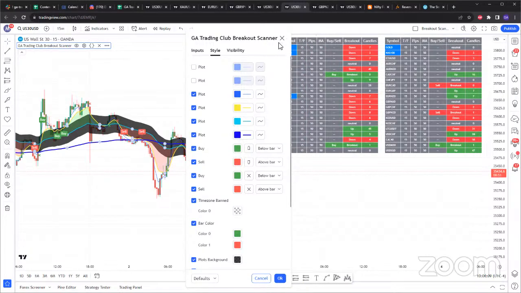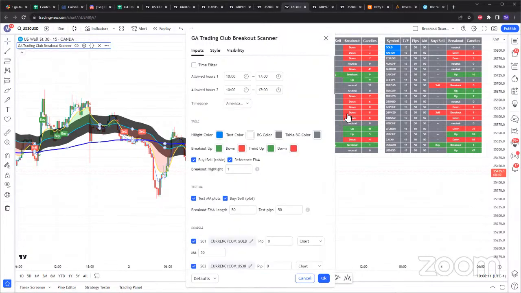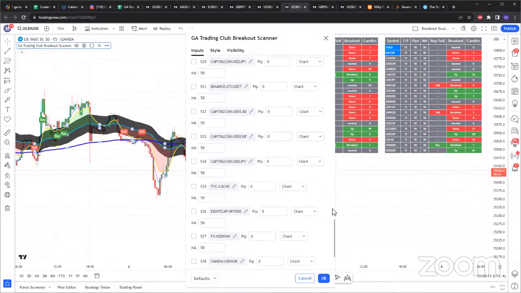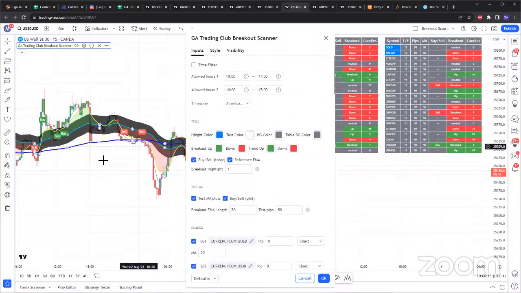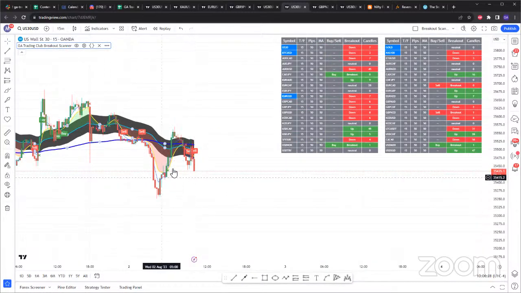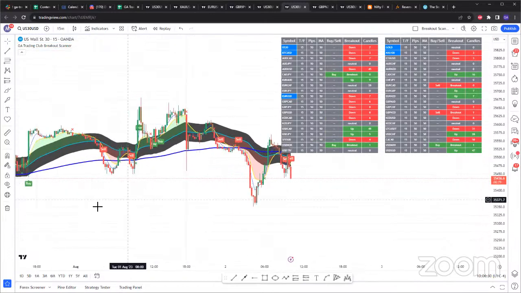I'm also going to have the parabolic SAR indicator applied to the breakout scanner as well. For the other indicators that I'm missing, the parabolic SAR, just bear with me. We should have them ready by the end of the day, if not in a few hours. That's going to help a lot on the breakout scanner.